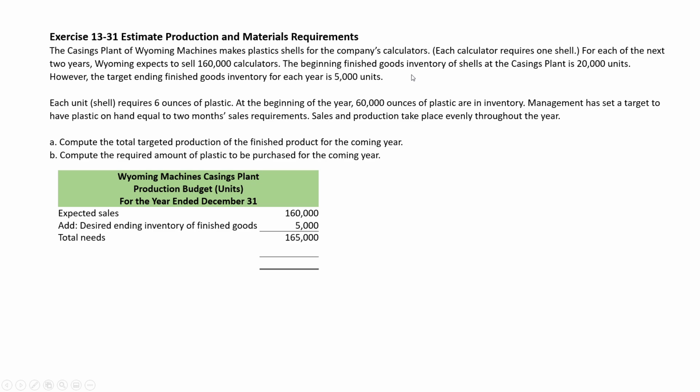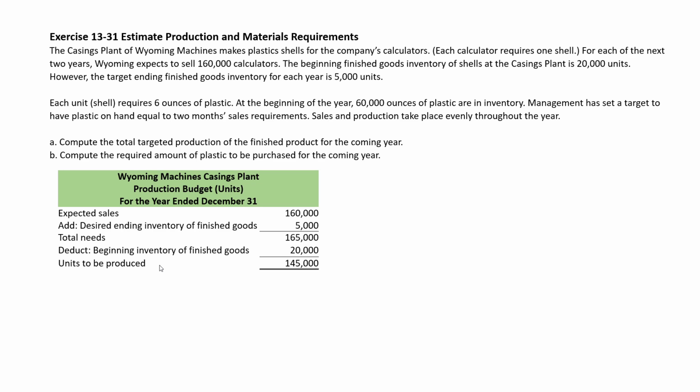So go back to my scenario and it tells us the beginning finished goods inventory of shells is 20,000. So again, I need 165,000 for my sales and my ending inventory, but I already have 20,000, so I can subtract that 20,000 from the 165,000, and I only need to produce 145,000. Now again, note sales plus ending inventory minus beginning inventory gives me production.